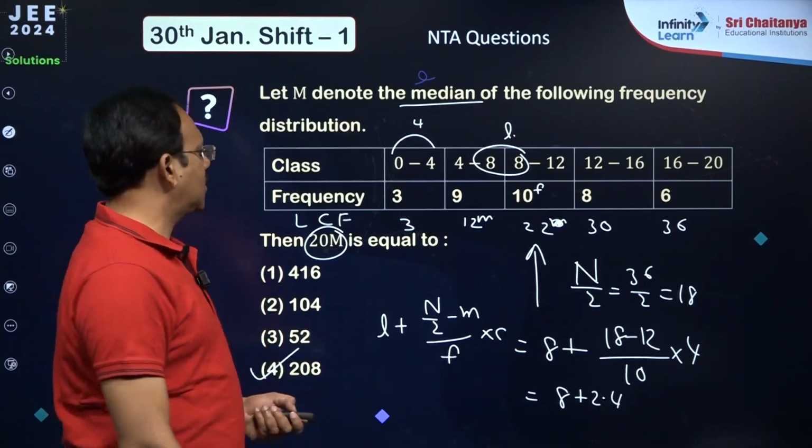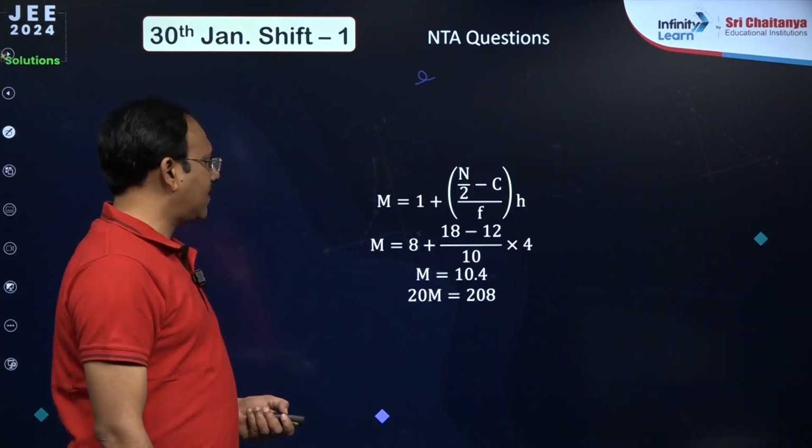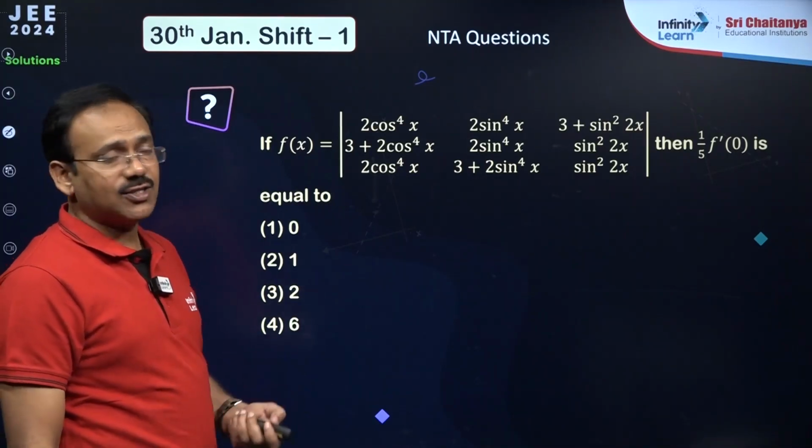Simple calculation it is to find the median. Right, dear students? That's what he has given. Next, f of x is given. He is asking us to find f dash of 0.